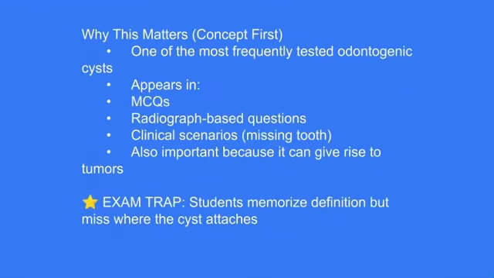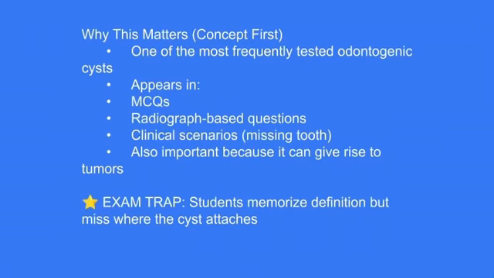So, coming to the point why this matters. Students often confuse this cyst with other jaw lesions like AOT. The key exam point is the crown is inside the cyst. The root stays outside. This is very important. Understanding this distinction saves marks.